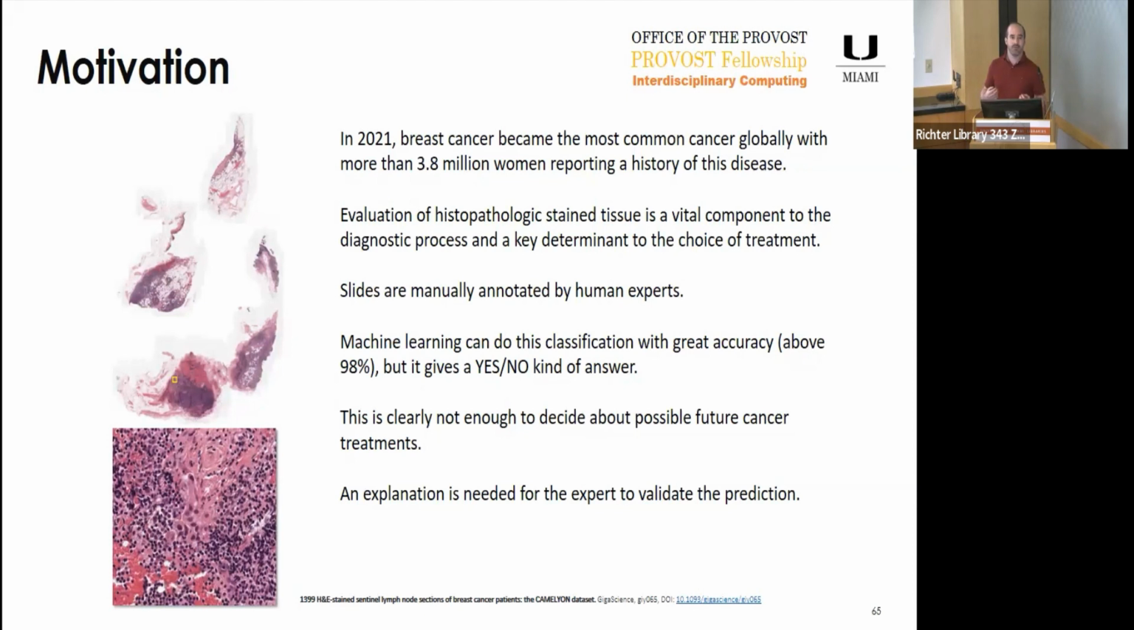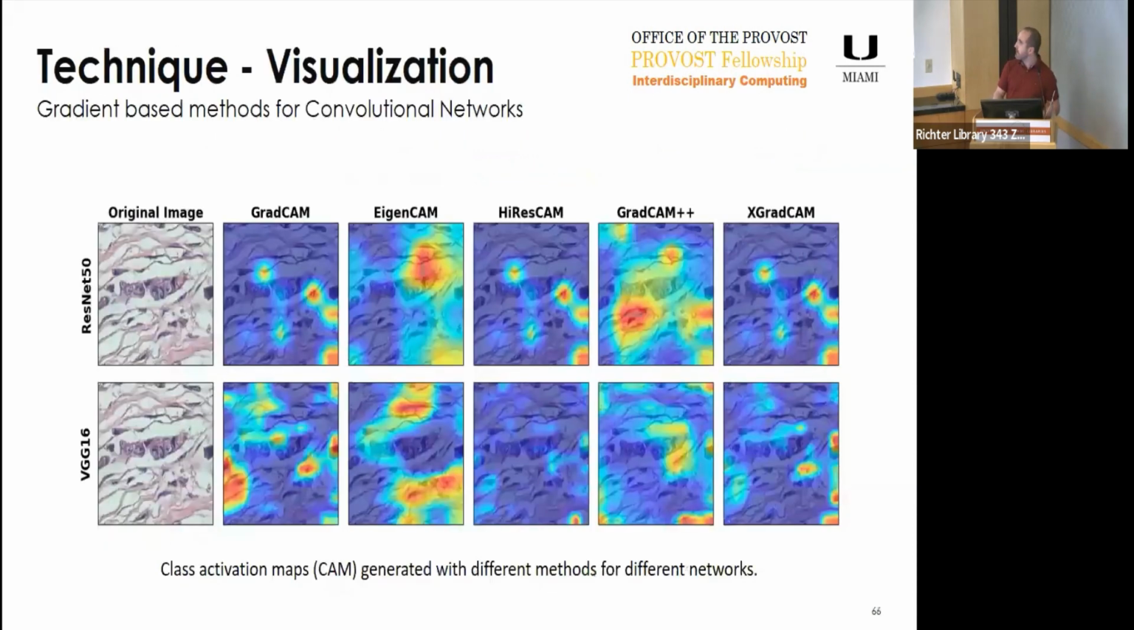So machine learning can do this classification and it has great accuracy, over 98% in some models, but it only gives you yes, no. And that's not enough for a treatment. I wouldn't want to go through chemotherapy because a machine tells me that I need to do it because yes. So we are trying to improve that explanation with the models, but it's not the same.